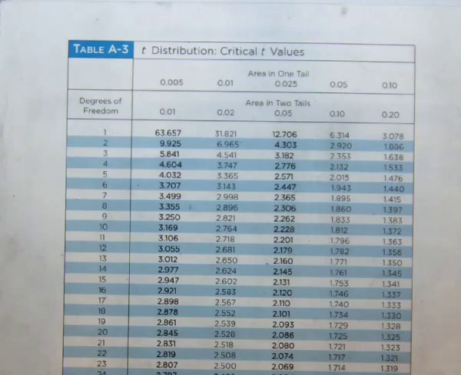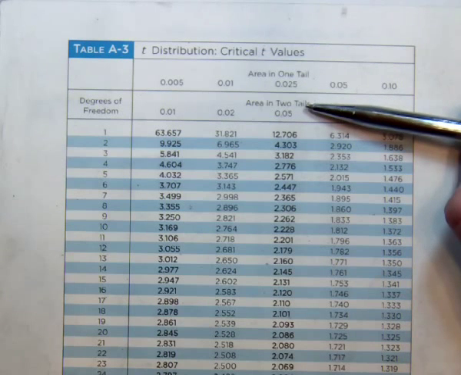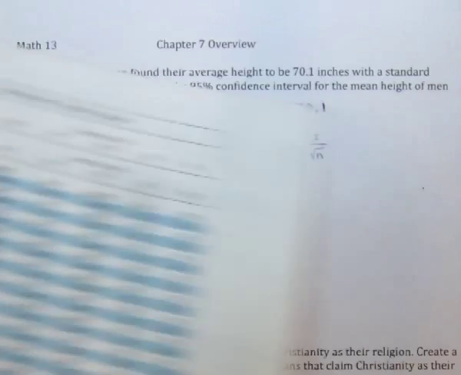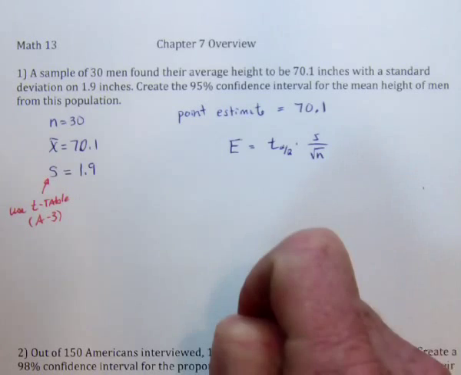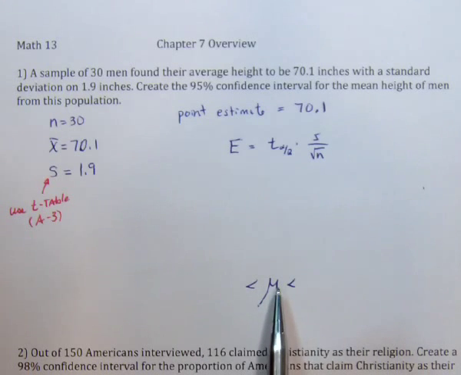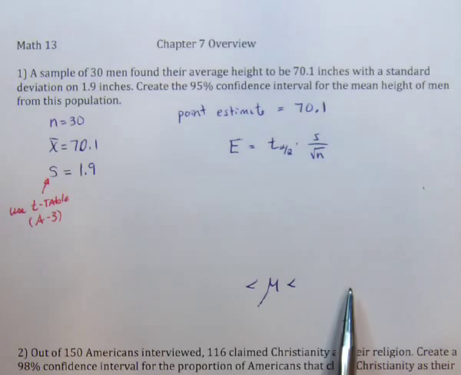First thing you do when using this table is decide, is there going to be one tail or two? Since we're making a confidence interval, or in other words, what we're going to say is, at the end, the mean is between this number and this number. So you take 70.1 and then add the error, and that's going to go over here. But maybe you should subtract the error. So take 70.1, subtract the error. So in other words, we've had two tails.